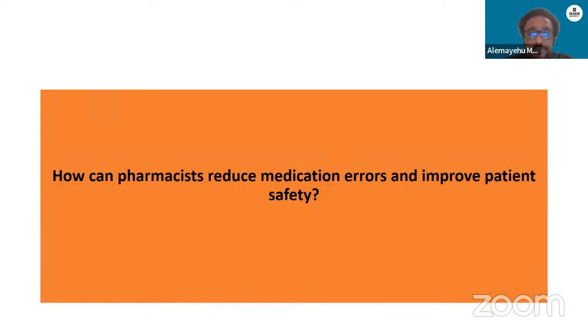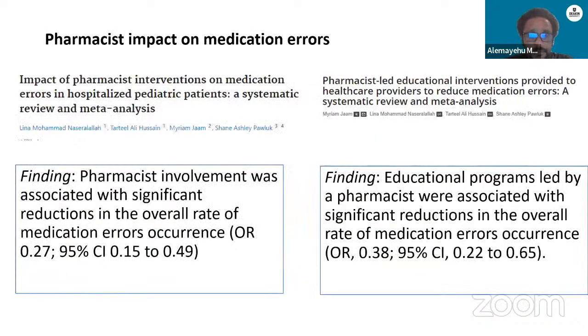How can pharmacists contribute to the reduction of medication errors? Let's see some findings from the literature. For example, the first review, impact of pharmacy intervention. This is a recent study on medication errors in hospitalized pediatric patients. It shows that pharmacist involvement results in significant reductions of medication error occurrence by close to 70%, almost a 70% reduction in medication errors.